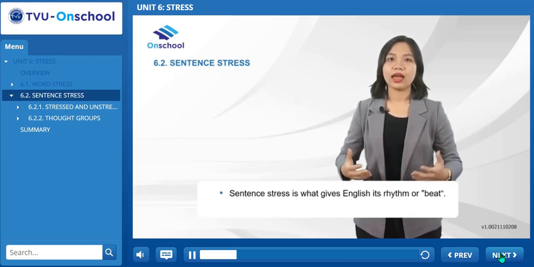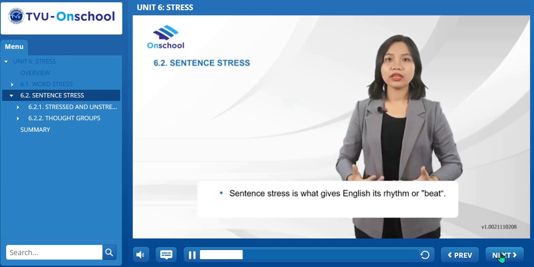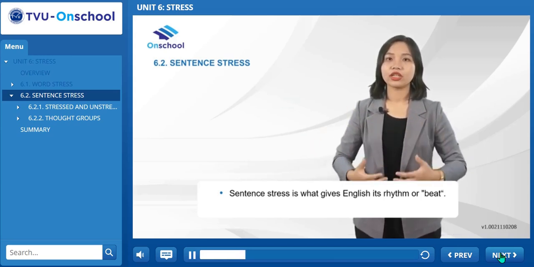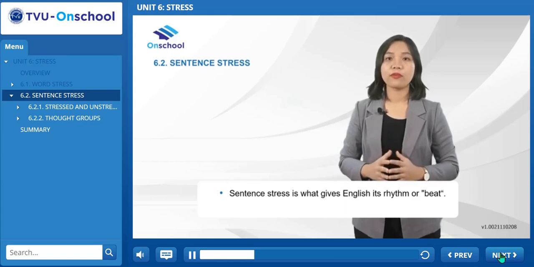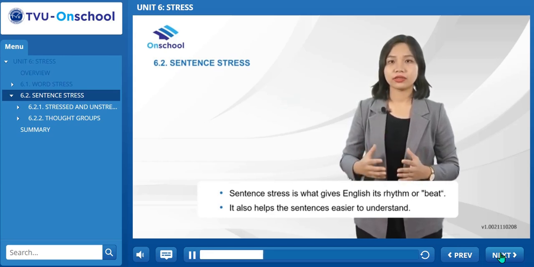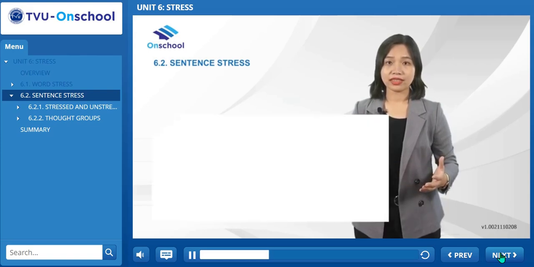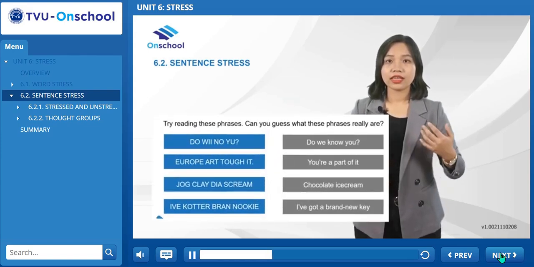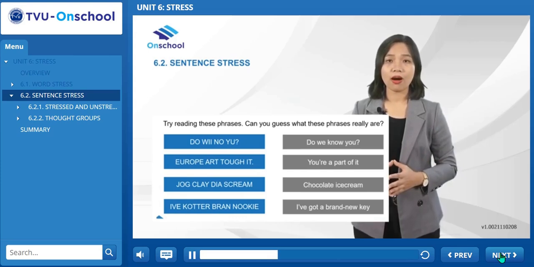Sentence stress is like rhythm in music. It gives English the rhythm or the beat to make English sound more interesting. And this is a little bit different from Vietnamese. The sentence stress also helps the sentences be easier to understand. Try reading these sentences. Can you guess what these sentences or phrases really are?